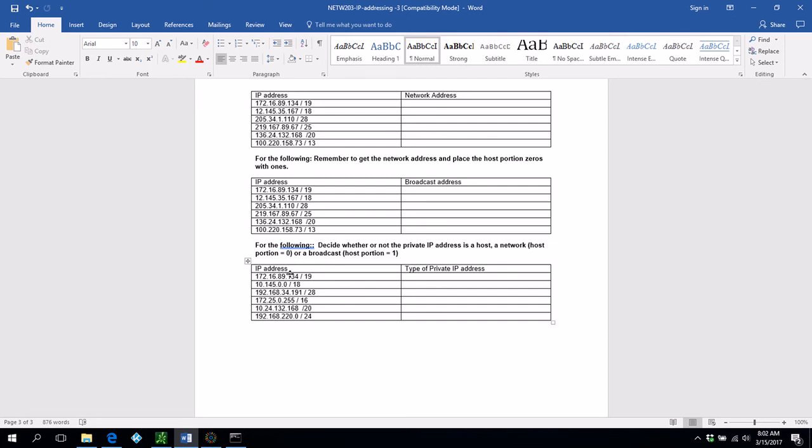If they are all zeros, then your answer would be a network address. If they are all ones, then your answer will say this IP address is a broadcast address. If it's neither a network nor a broadcast, then that IP address has to be a host. So the answers here are either network, broadcast, or host. Again, separate the addresses and look at the host portion only. Okay? So hopefully this will help. In the next one, the IP addressing worksheet number 4 will start to look at how to do subnetting. Okay?